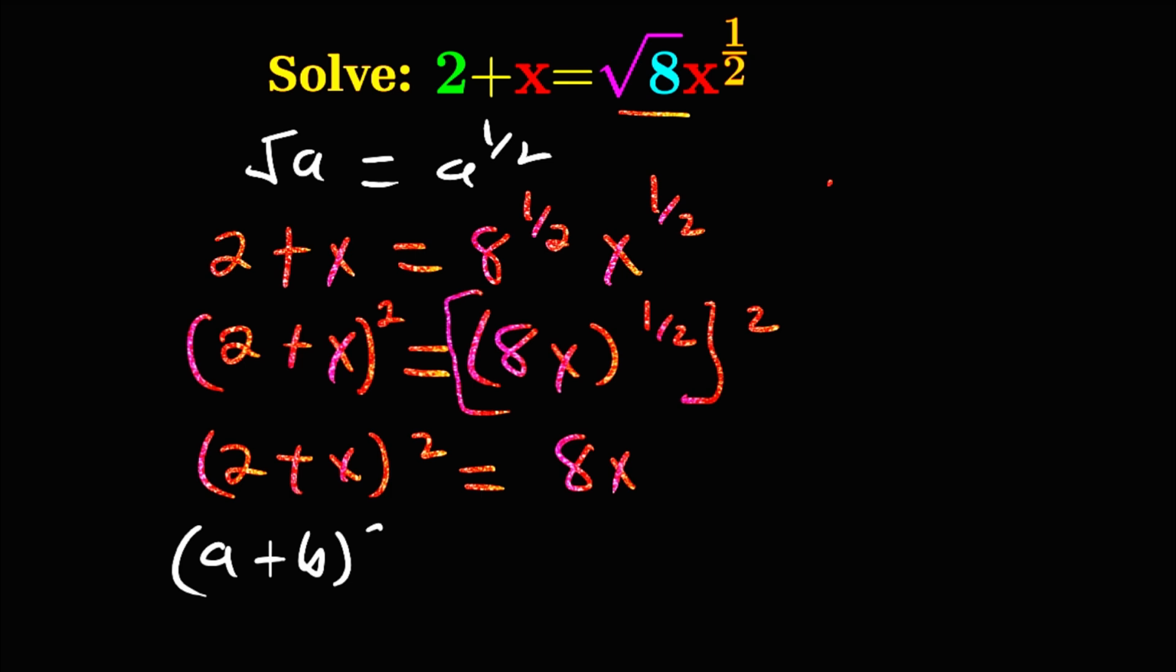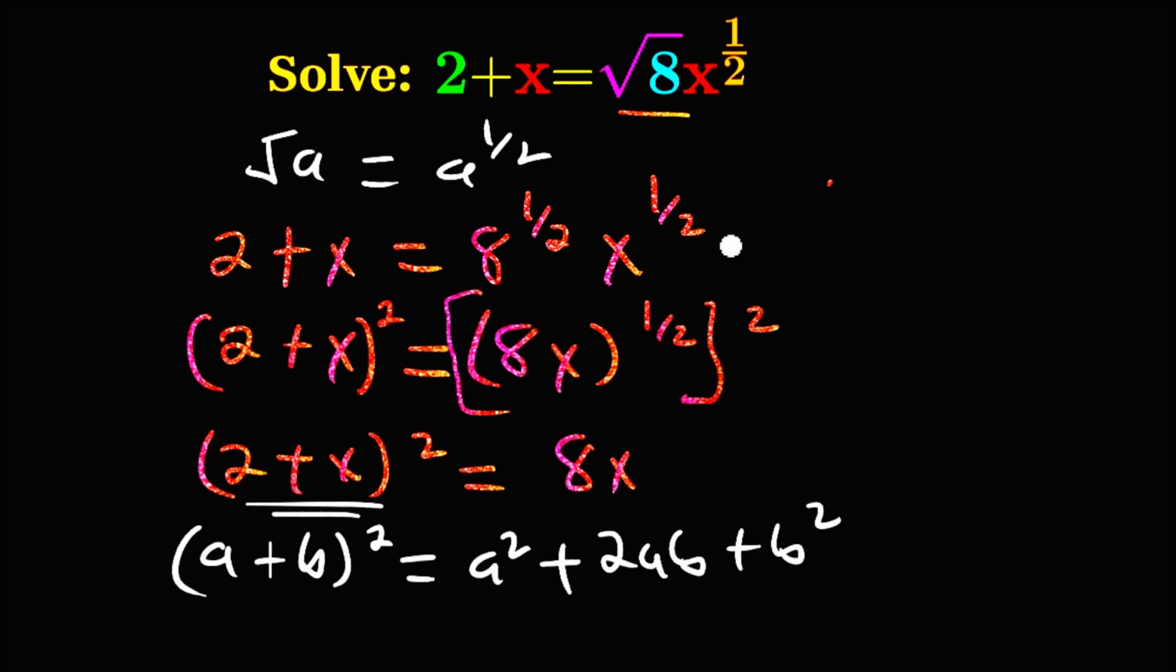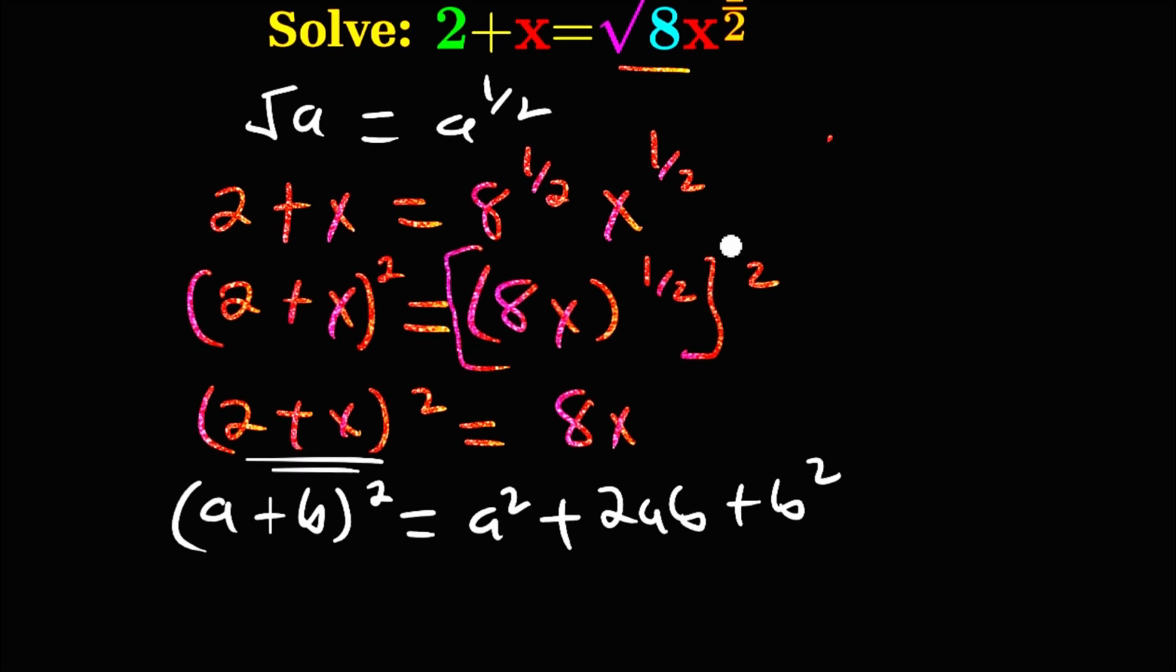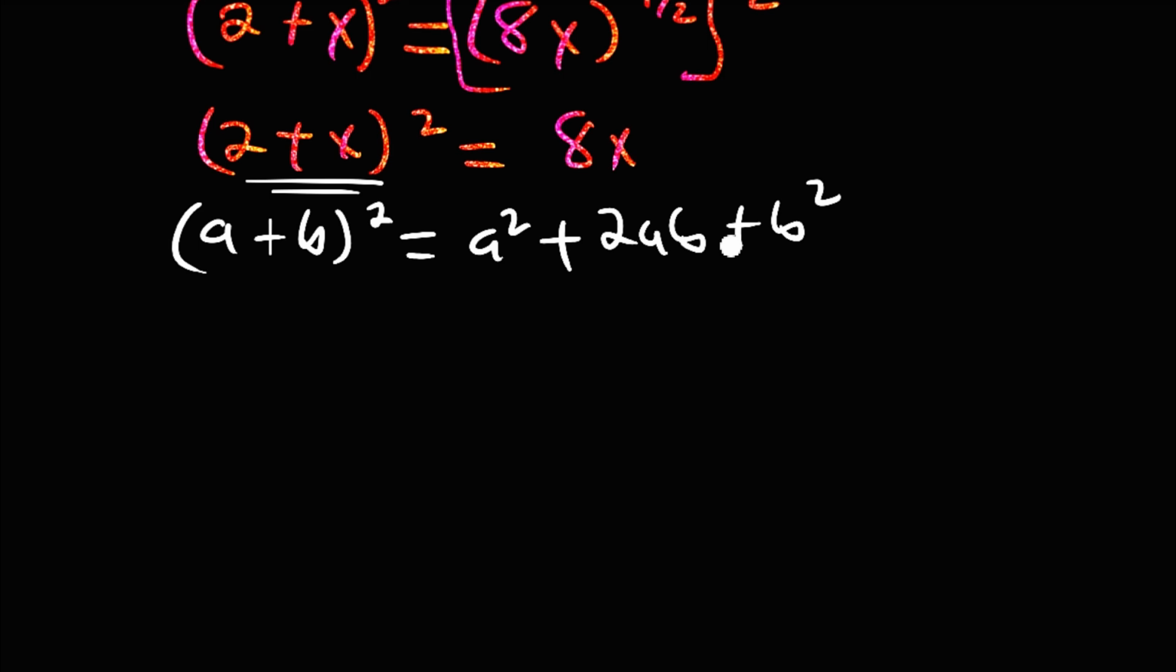So we can open up the left hand side of the equation using quadratic identities and see that a plus b squared is normally equal to a squared plus 2ab plus b squared. So that is what we're going to use to expand the left hand side of our equation. So let us do that. So we're going to have 2 squared, which is just 4, plus 2 times x, that is 4x, plus x squared is equal to 8x.